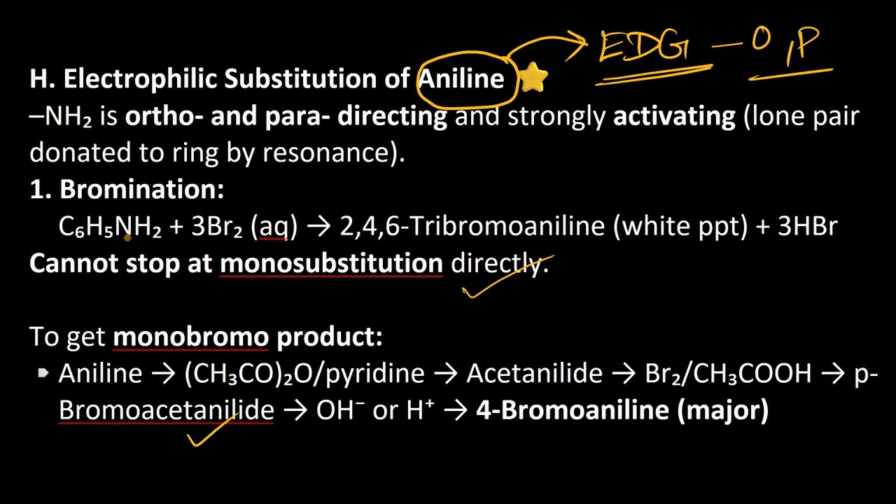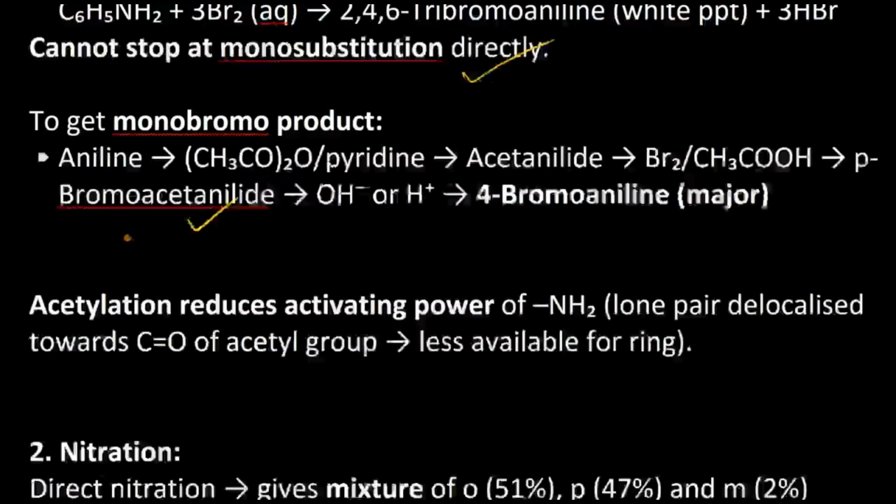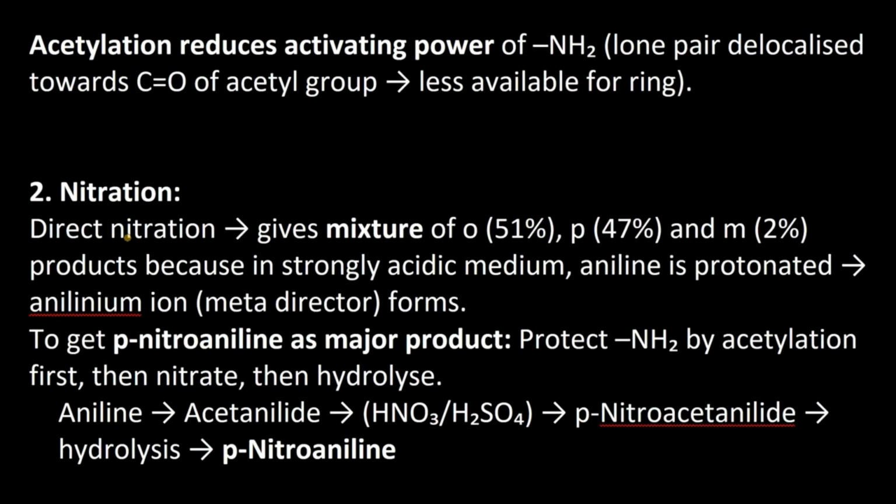Okay, if you are adding acid or base, then hydrolysis takes place and it will change to 4-bromoaniline, to get the mono-bromo substituted product. Why is it happening? Because the acetylation reduces the activating power of the NH2. That's why tribromo is not formed, only the monobromo is formed. Okay, that is the reason.